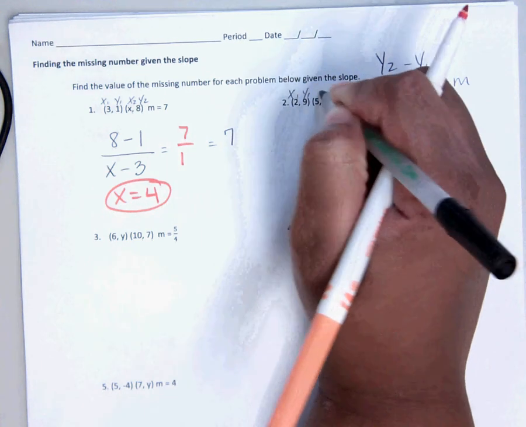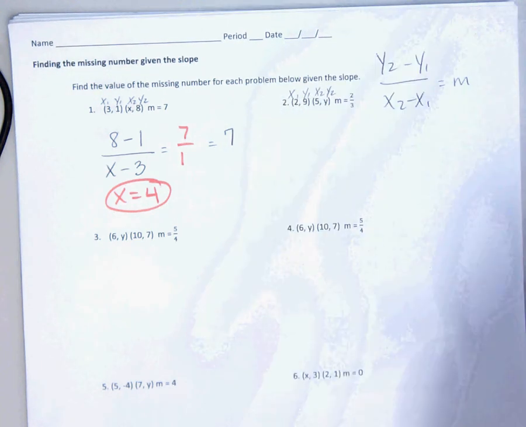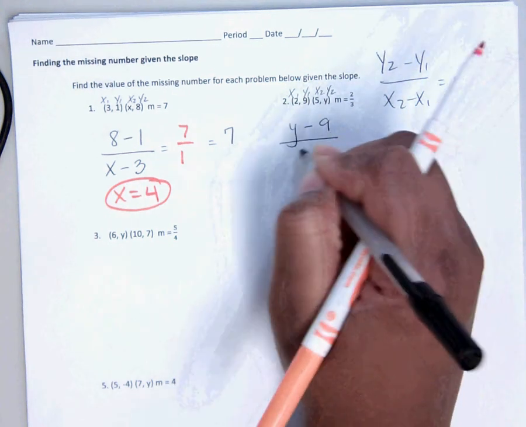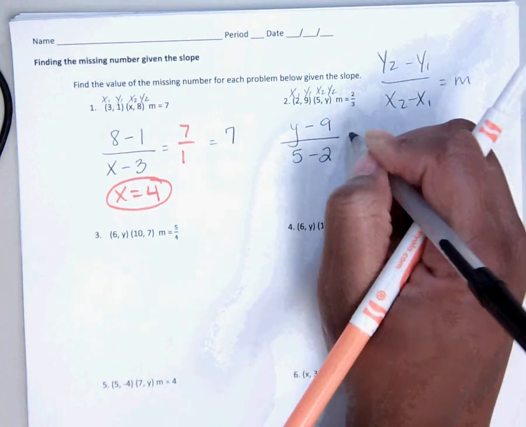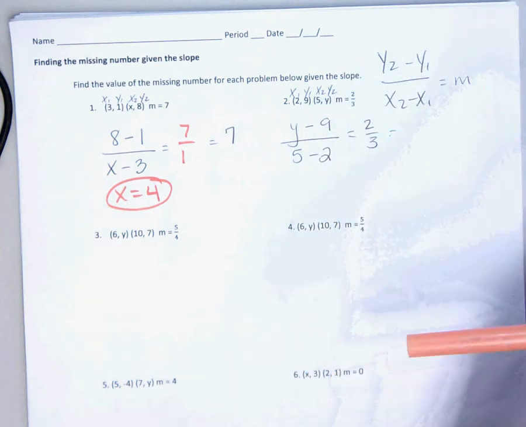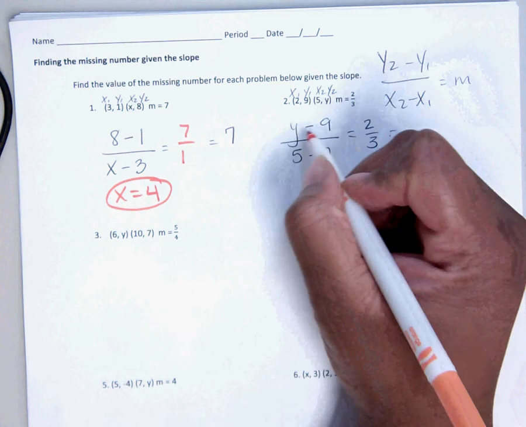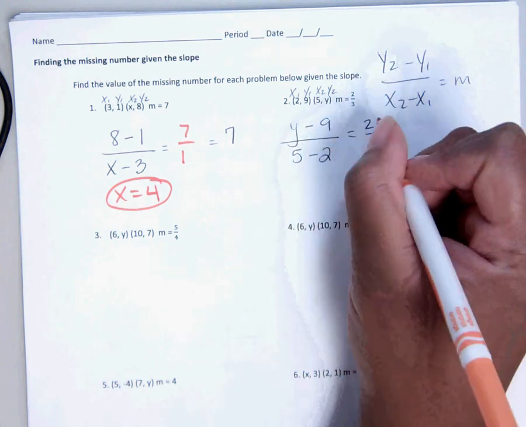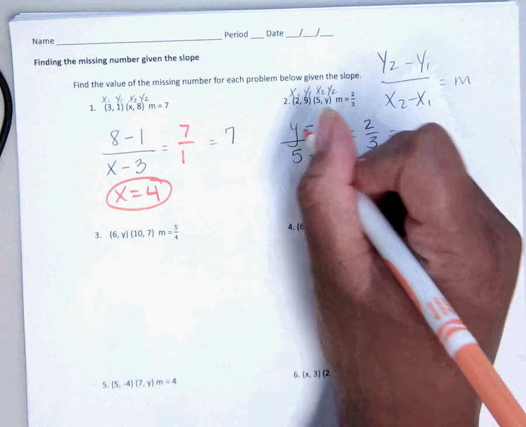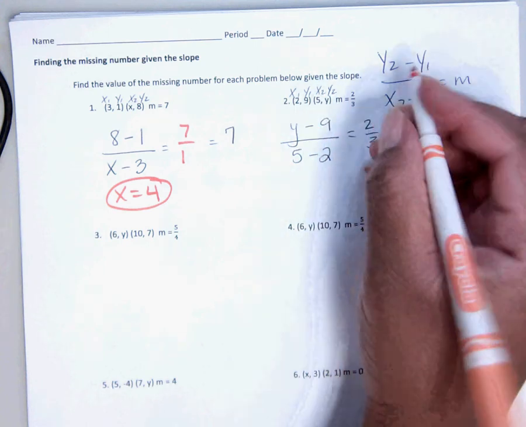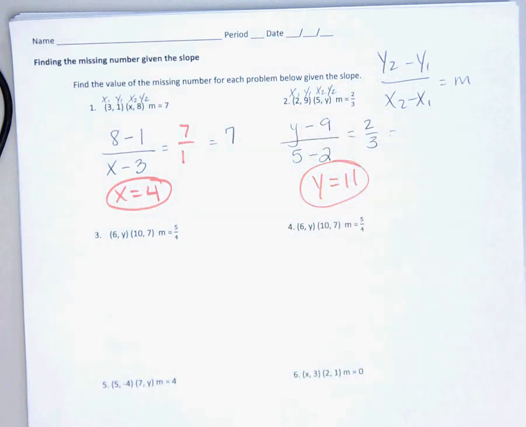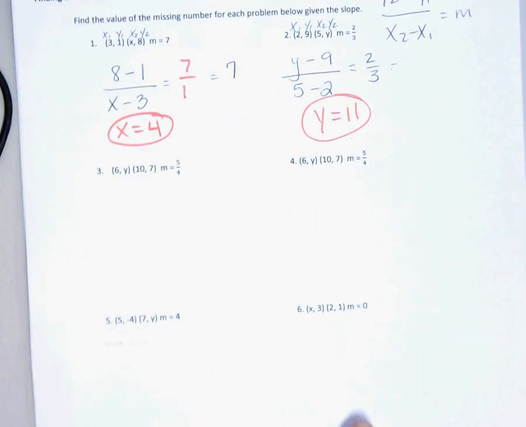Let's do number 2. Label x1, y1, x2, y2. And we're going to put y minus 9 over 5 minus 2 equals 2 over 3. And something minus 9 is 2. 5 minus 2 is 3. What minus 9 would be 2? 11. Aha! That's it.